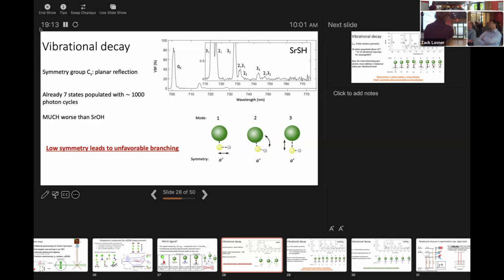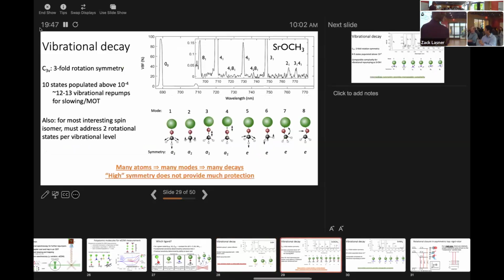We started with, actually, I don't know what order we did it in time, but I'll start the explanation with SRSH, which is sort of the simplest of these. It's just 3 atoms. It's a bent molecule. And it turns out the decays on this are really bad. There are 7 states that are populated with only 1,000 photon cycles. This is a lot worse than SRSH. And we can actually understand this because all of these vibrational states are the same symmetry. Essentially, it doesn't have enough symmetry in the molecule structure to give any kind of protections against just going wherever it wants. And so you tend to get lots of different vibrational modes populated.